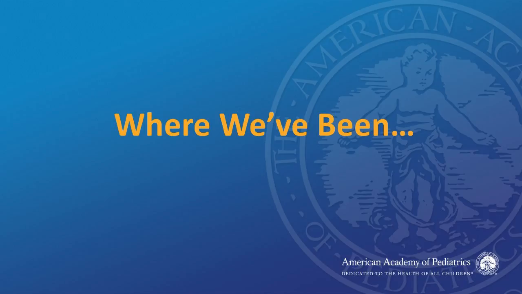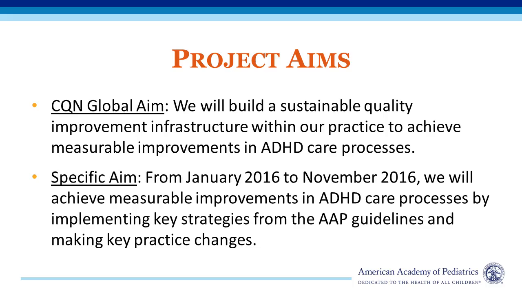So just to anchor us all in terms of where we've been over the last year, we're going to go back to the very start and begin with our project aims. As you remember from all of our sessions, we've always talked about the two aims, and one, of course, the CQN stands for Chapter Quality Network, in which our aim was to build a sustainable infrastructure within each of the practices to achieve measurable improvements in ADHD care processes. And the specific aim was between the time of January 2016 and really for most of you all through December, even into January, you will be achieving measurable improvements in care processes by implementing these key interventions. And so that's what our work has been over the last year.